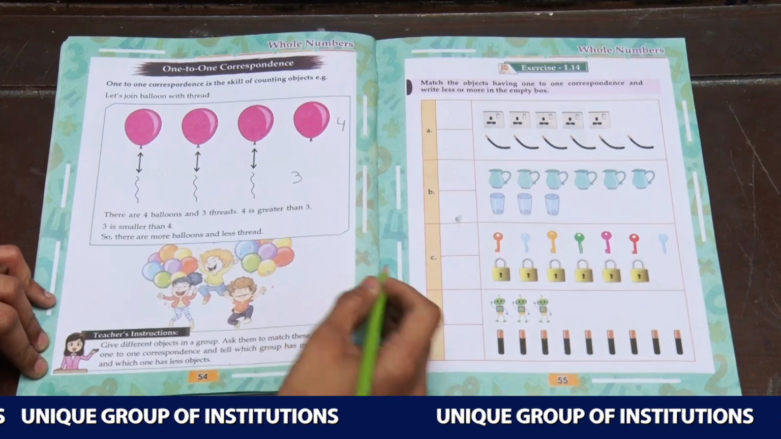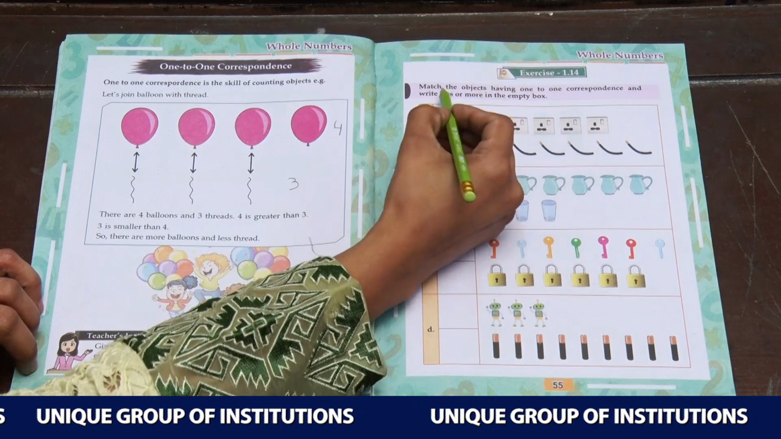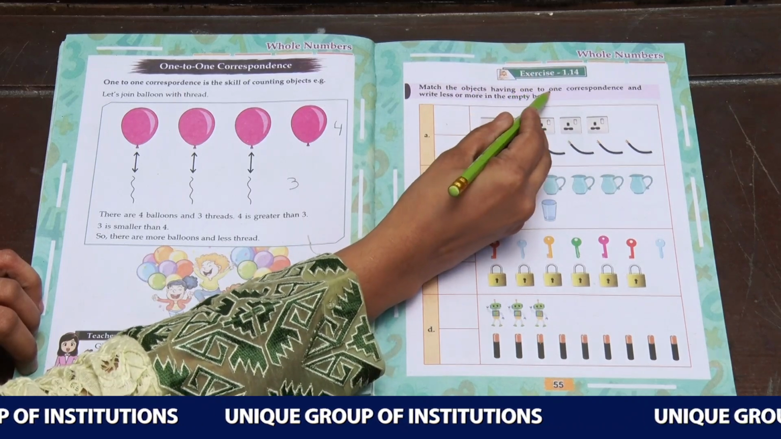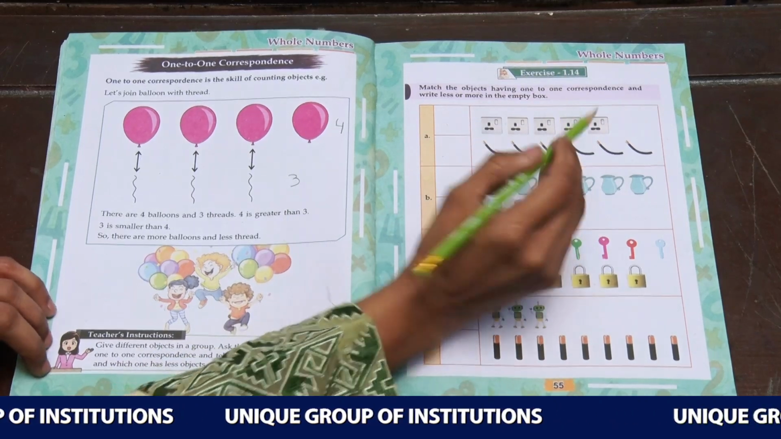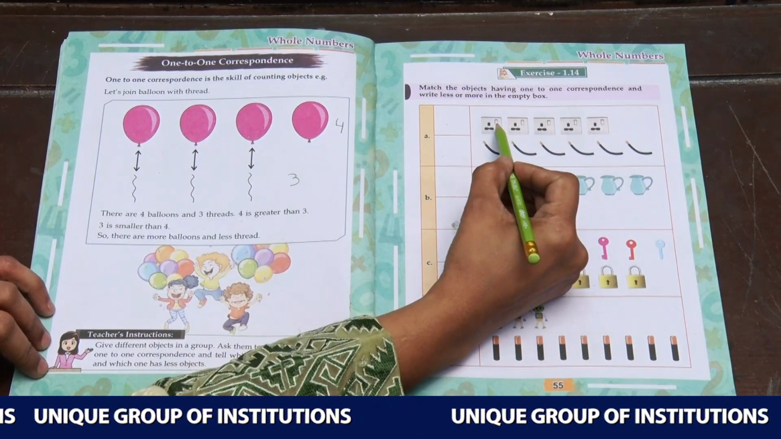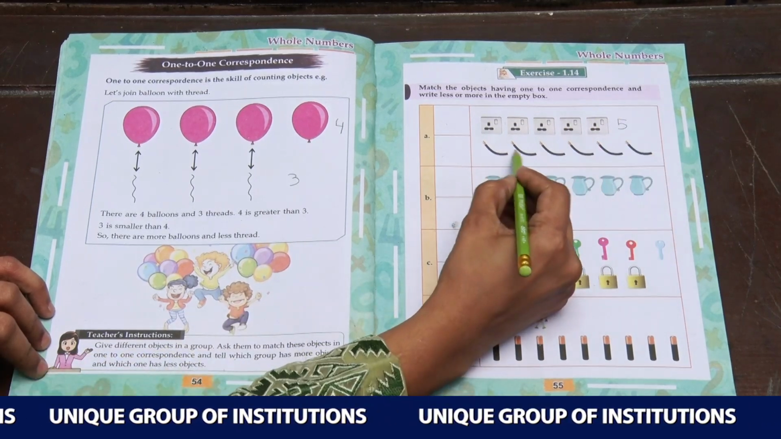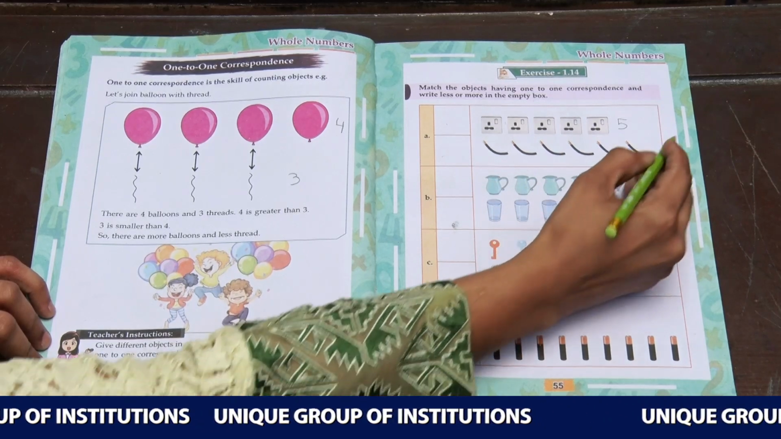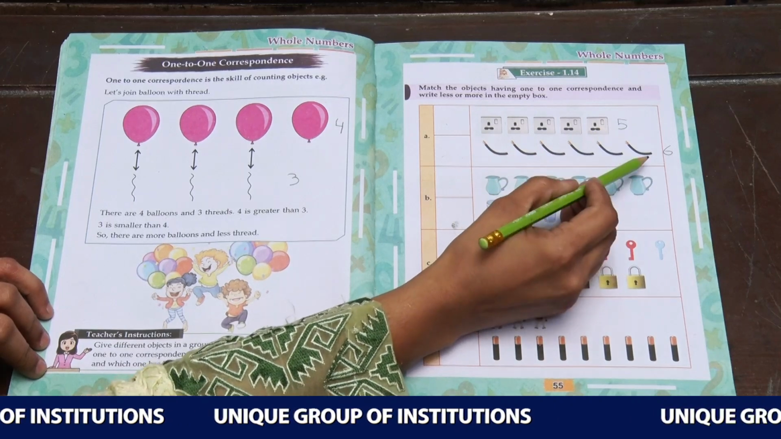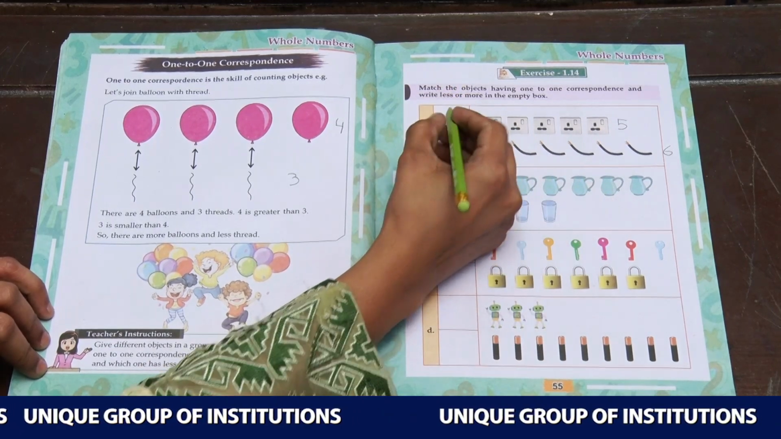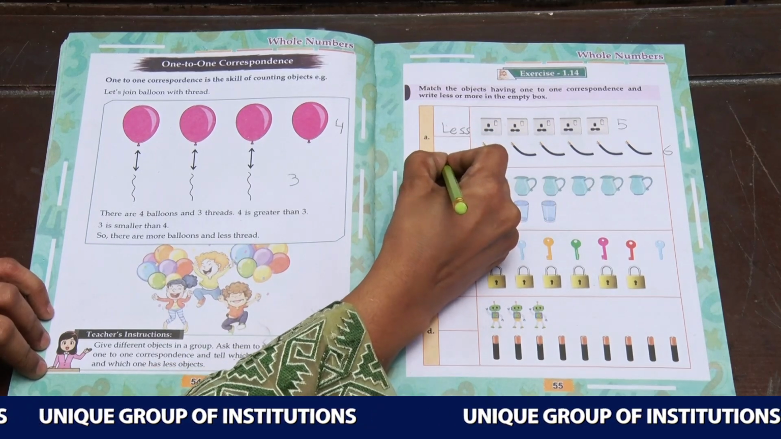Let's do the exercise on page number 55. Exercise 1.14. Match the objects having one-to-one correspondence and write less and more in the empty box. Now, first of all, we will count. There are 1, 2, 3, 4, 5 switches. 1, 2, 3, 4, 5, 6 wires. Okay. Now, switches are less and wires are more. So, we will write less for switches and more for wires.